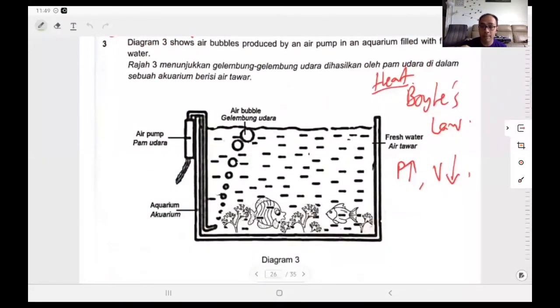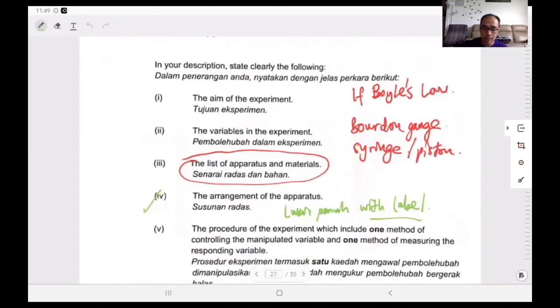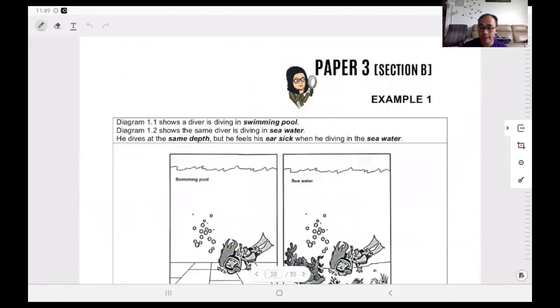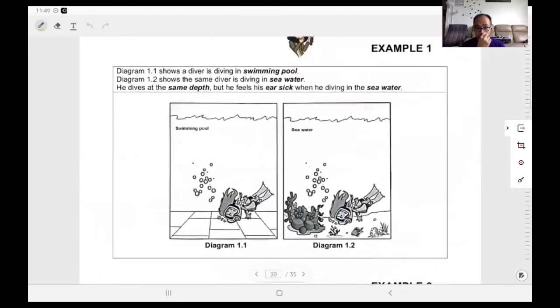Semakin dalam, semakin besar tekanan. That's why the bubble is small. But I want to show you situations yang melibatkan density and pressure. The bigger the density, the bigger the pressure. How you know is density? So this is one example.